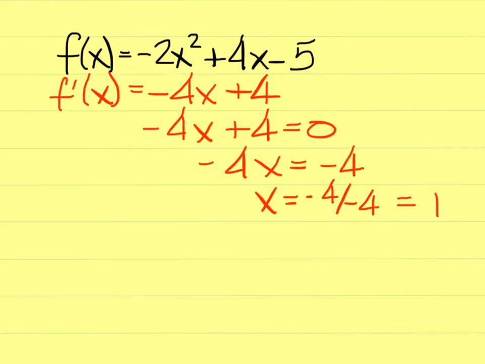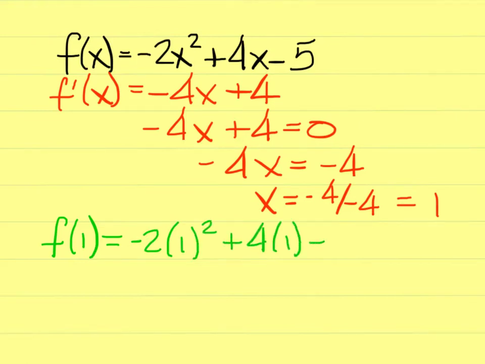Now we need to plug that back in to the original function. So f of 1 is -2 times 1 squared plus 4 times 1 minus 5. That gives us -2 plus 4 and then minus 5. That's going to be -2 plus 4 is 2, minus 5 is -3.